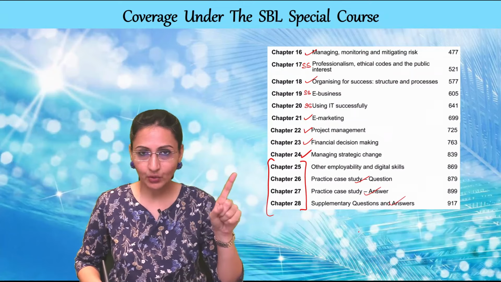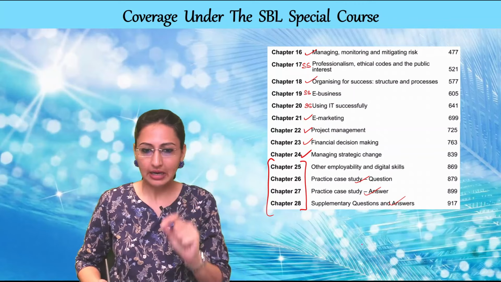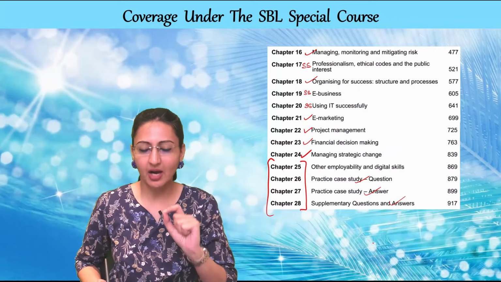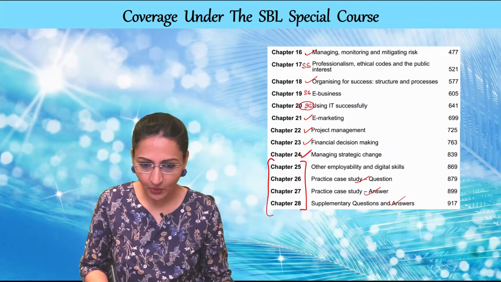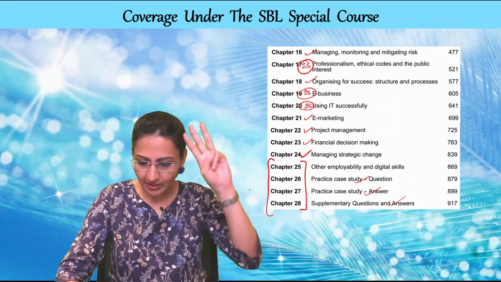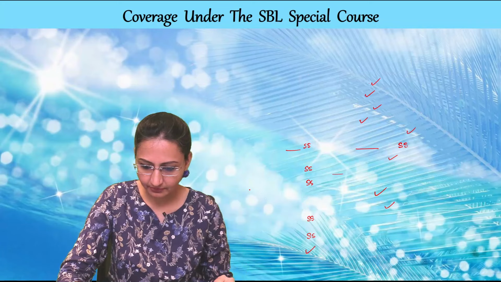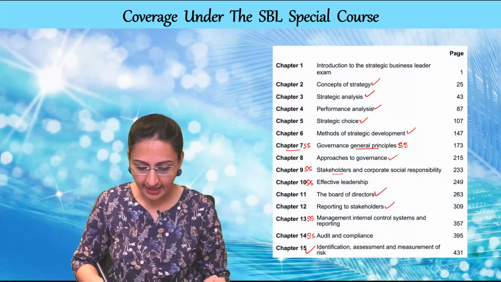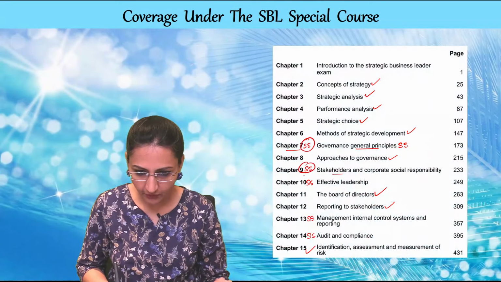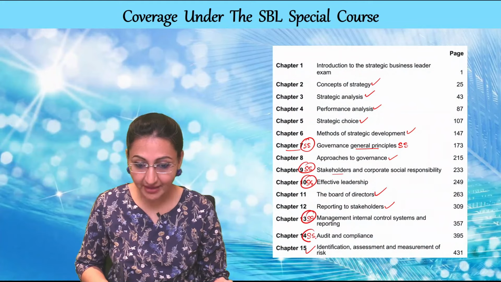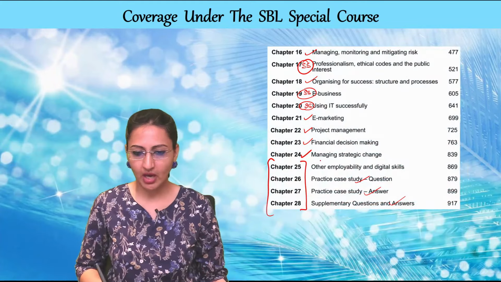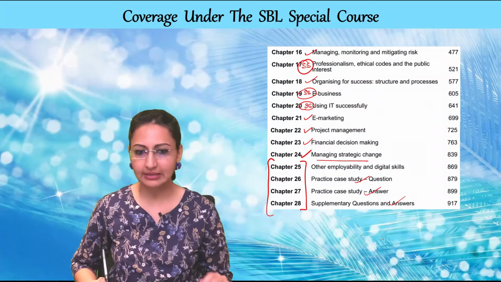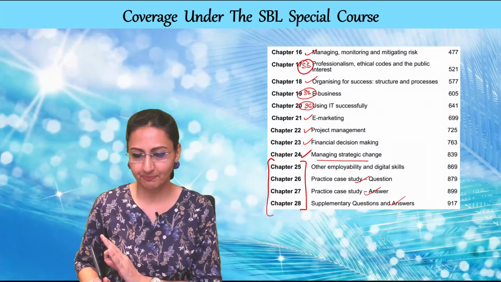Now let's just get going on how many chapters under the special course come under your responsibility area. So this is chapter number 1, 2, 3. 3 chapters here. And 4, 5, 6, 7, 8. So 8 chapters you all have to do out of 24 under the SBL special course.